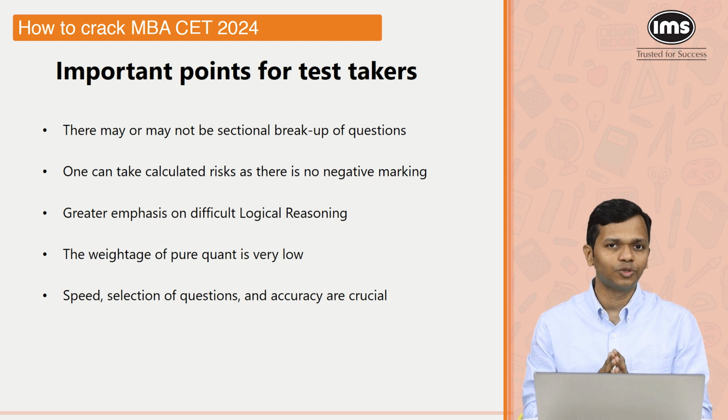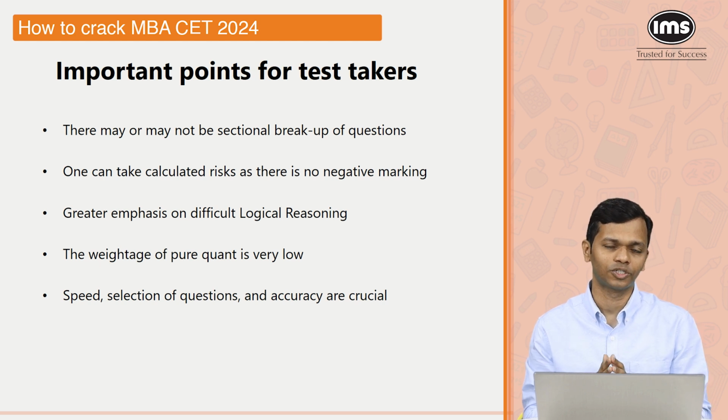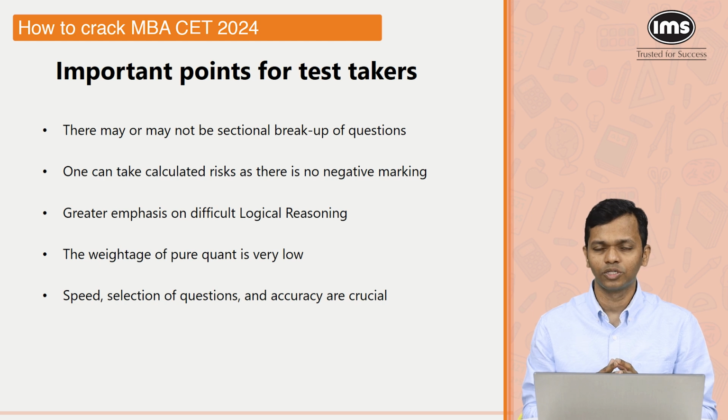The third thing that you should keep in mind is that CET has greater emphasis on logical reasoning. So you have to practice that a lot. Even if it is a jumbled paper, you will have roughly about 75 questions that appear from the logical reasoning area. So you have to ensure that it is one of the strengths that you have. Another thing is that the weightage of pure quant is going to be on the lower side. So even if, let's say, you are somebody who is not that great at quant, you should still be able to crack CET with comfort.